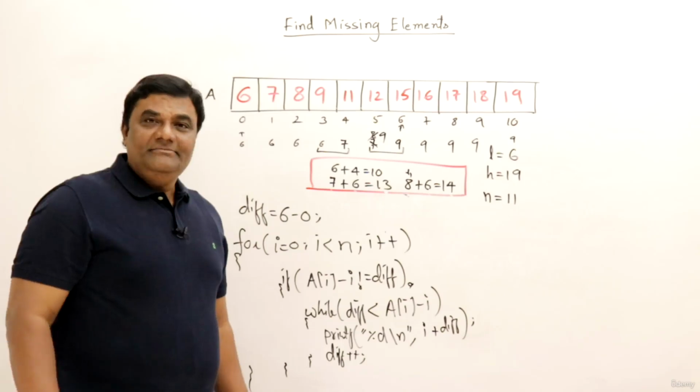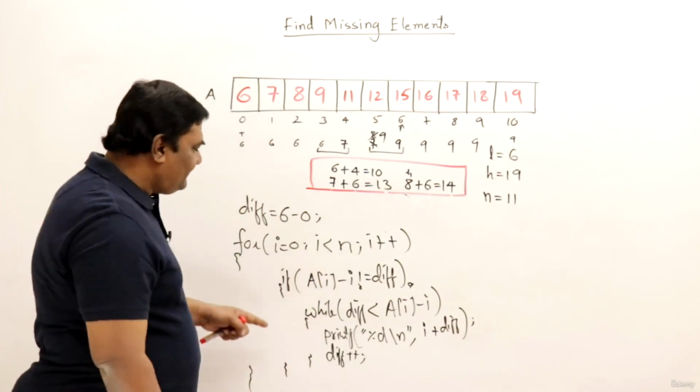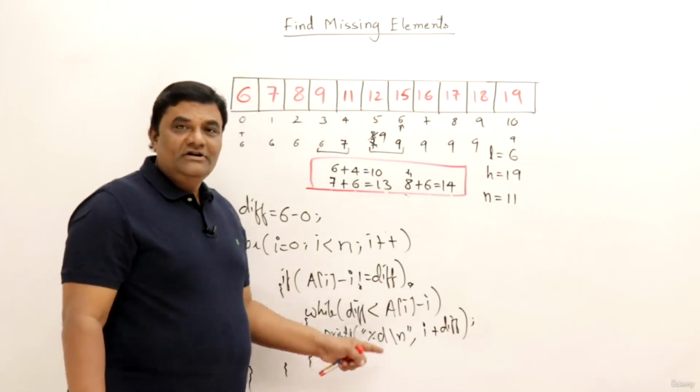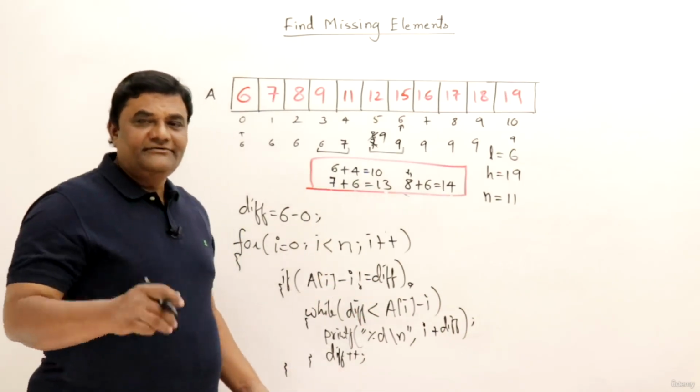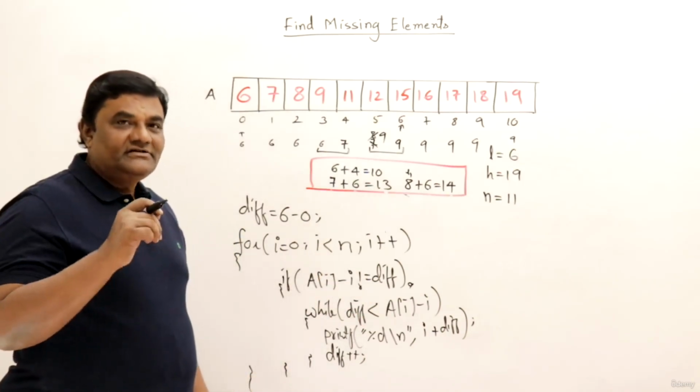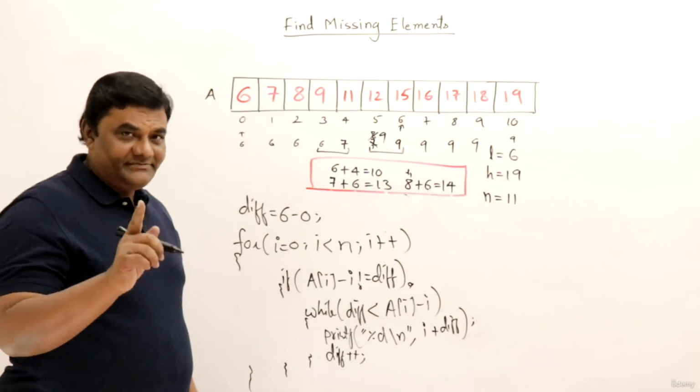So if there are multiple elements missing continuously, for them I have to write a loop here. So using a loop, I am printing rest of the elements. So this is the method for finding missing elements in a sequence of elements, and the elements must be sorted.